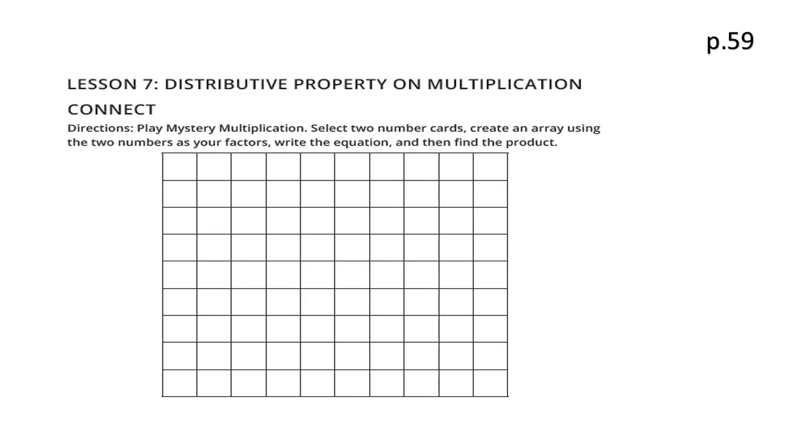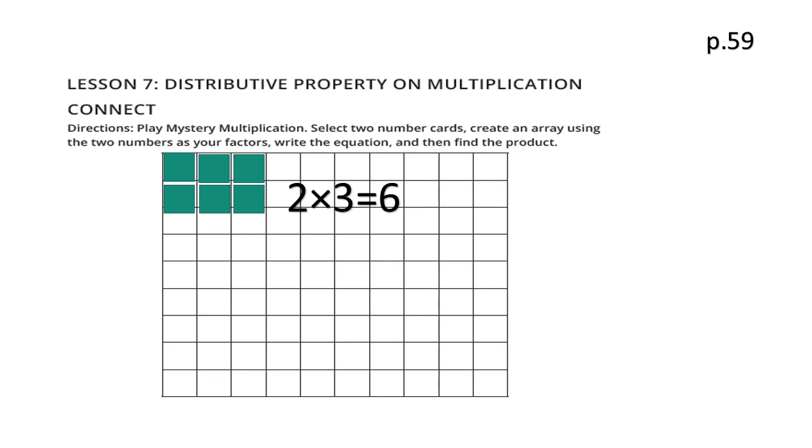So let me draw the first array. It has 2 rows and 3 columns. Who can write the equation with me? Yes, 2 times 3 equals 6. So 2 and 3 are factors. 6 is the product. Very good.